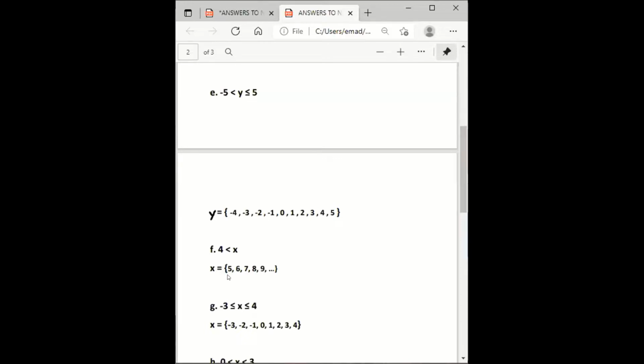Hope I'm clear. So we have the 5 here. We have 6, we have 7, we have 8 and 9, and so on. Because there are very many numbers that are greater than 4, but we can't write all of them here. We're just summarizing them with these 3 dots, and we shall close the curly brackets.